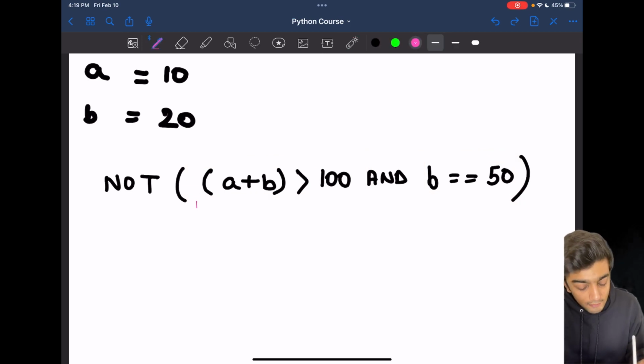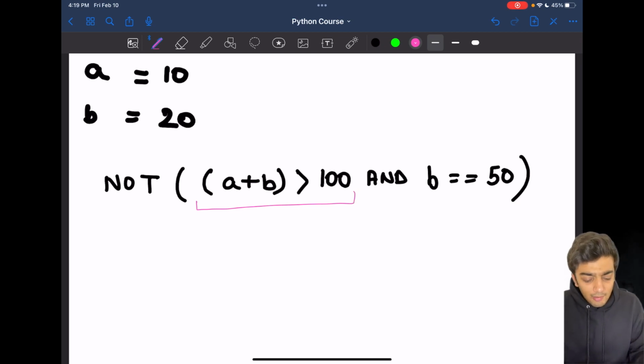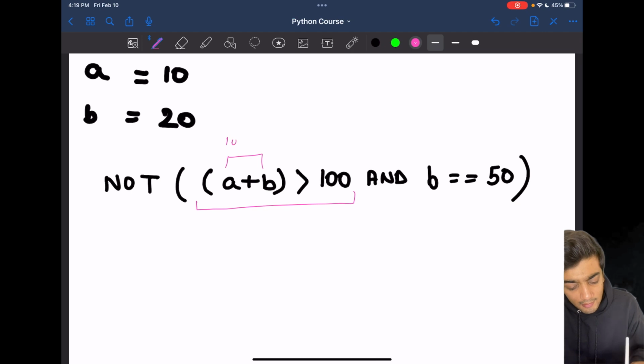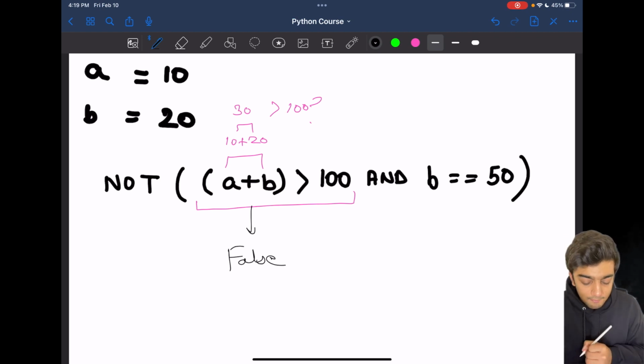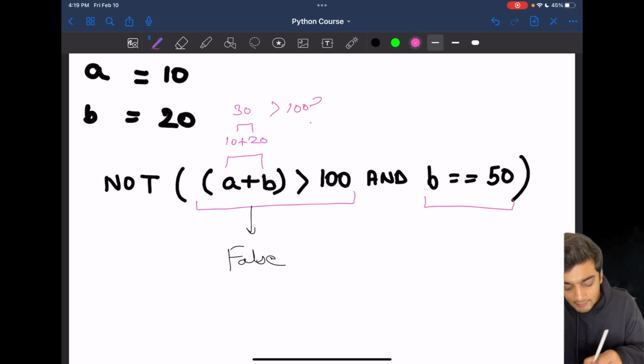Let's take the first condition that's right here. So is A plus B actually greater than 100? A plus B here is 10 plus 20, which is 30. And is 30 greater than 100? It's not. So this is going to give us a false value. The next one is this condition, B equals 50.